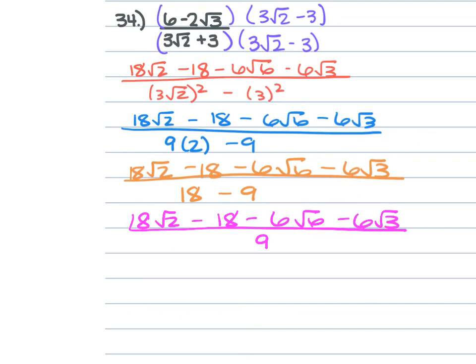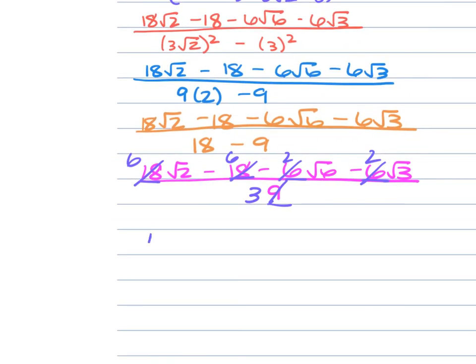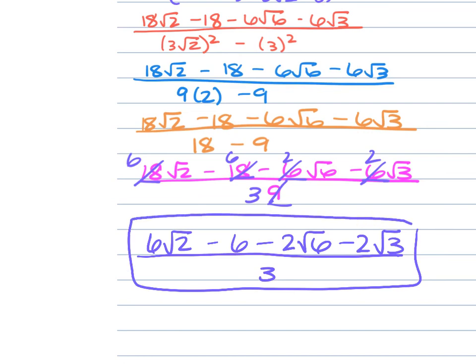All right, so from here, we are going to say to ourselves, for those top numbers, the 18, the 6, and the 9, is anything divisible by those numbers that also goes into the 9? Yes, 3. So we're going to divide all of these by 3. So this is going to become a 3, this will become a 6, this will become a 6, this becomes a 2, this becomes a 2. So this simplifies to be 6 square root 2 minus 6 minus 2 square root 6 minus 2 square root 3 all over 3. And this is our final answer for this one.